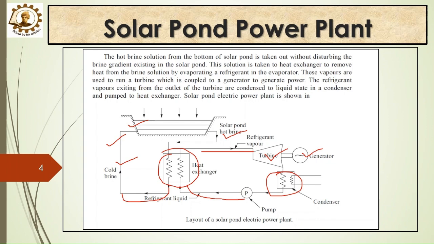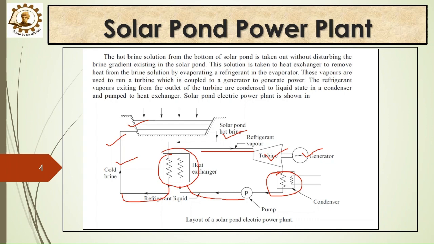The solution is taken to the heat exchanger to remove the heat from the brine solution by evaporating a refrigerant in the evaporator. These vapors are used to run a turbine which is coupled to a generator to generate power. The refrigerant vapors exiting from the outlet of the turbine are further condensed to liquid state in a condenser and pumped back again to the heat exchanger. So that is the complete schematic.